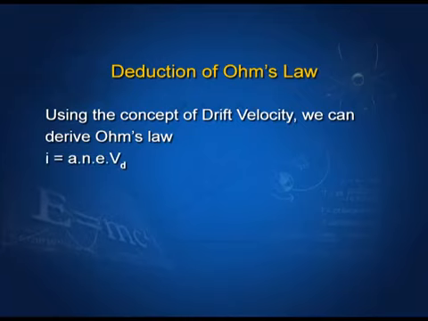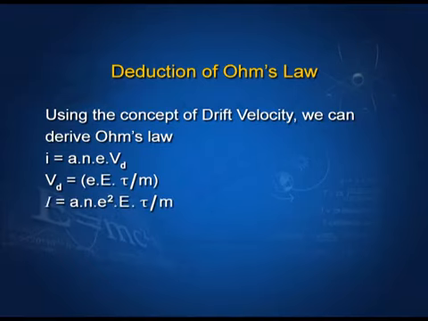As we know, I equals A n e v_d. Here v_d equals e E tau upon m. Substituting the value of v_d, we get I equals A n e square, the charge, multiplied by the electric field E, tau, the relaxation time, divided by the mass m.